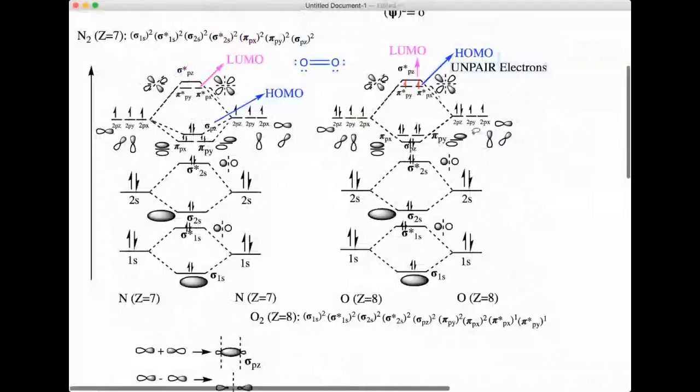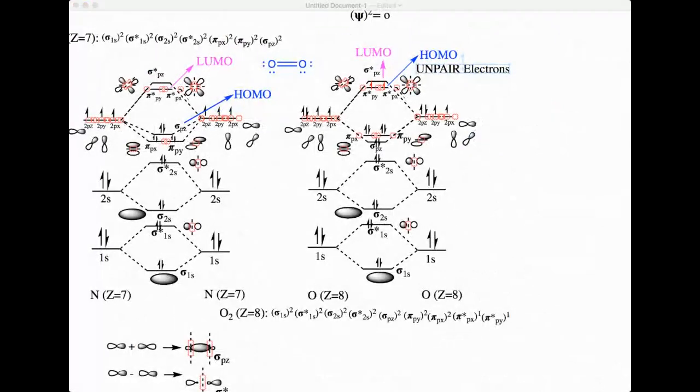There is a property of molecules called paramagnetism. Molecules can be classified into paramagnetic and diamagnetic. Paramagnetic molecules are attracted to magnetic fields.